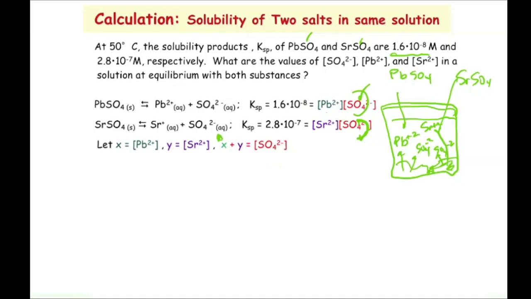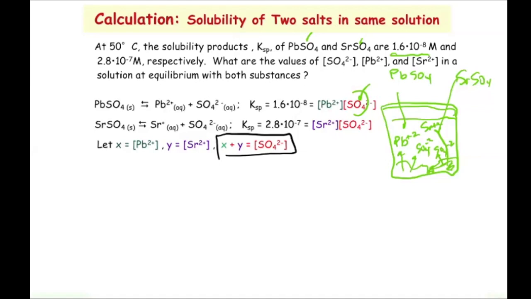We have to solve this as a math problem. We can let X be the lead ion concentration, and we can let strontium be Y. But remember, if lead sulfate dissolves, it forms an equal amount of lead and sulfate. When strontium sulfate dissolves, it forms an equal amount of strontium and sulfate. So what is the sulfate? It's going to be X plus Y. It's going to come from the equilibrium of both. That's something you just have to sort of recognize from the chemistry.